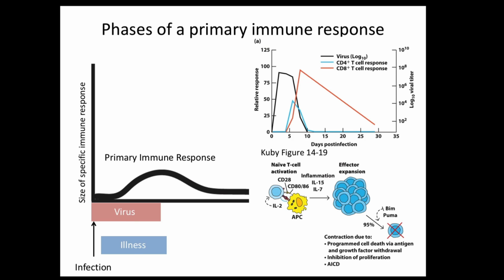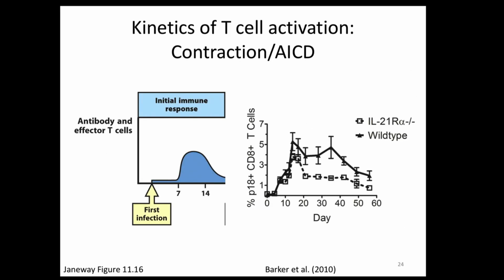So here you can see our effector cells expanding, and you can see like 95% of those cells are going to contract. So you can see the vast majority are going to be contracting. We often refer to this process of cell death, and the way that these cells die, as activation-induced cell death, or AICD. That's why that enzyme we learned last time couldn't be called AICD, because this was already named.